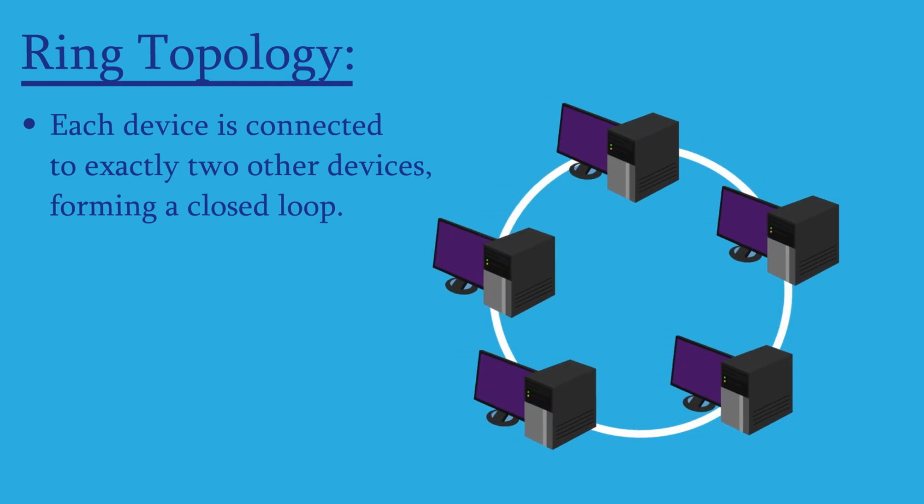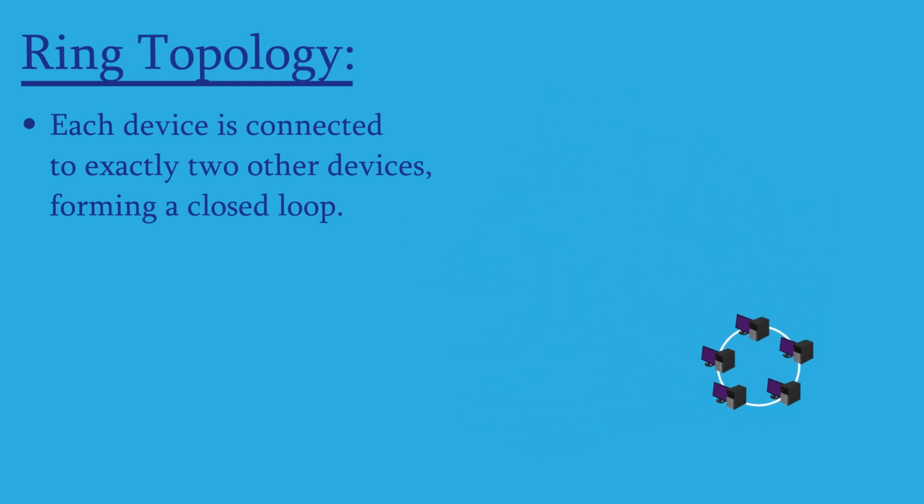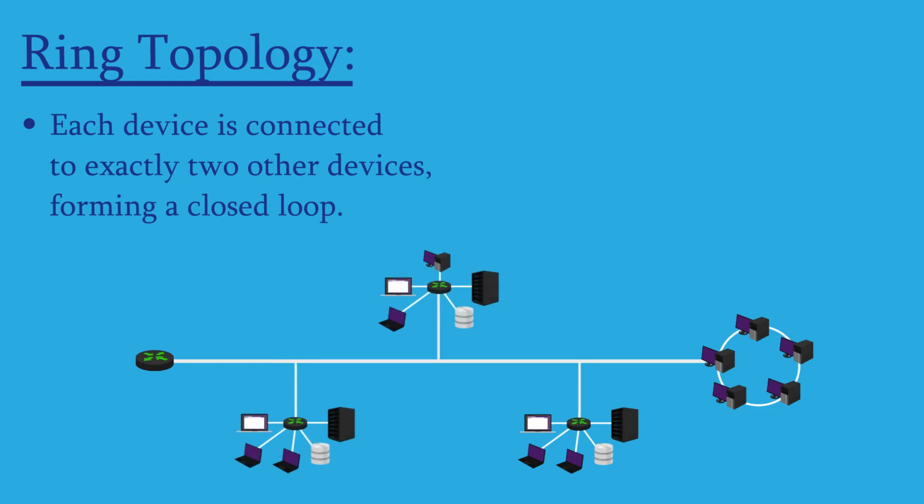In modern network design, ring topology may be integrated into more complex network structures, rather than being used as a standalone solution. For instance, it might be a component in a network that combines elements of star, ring, and other topologies to optimize performance and reliability.